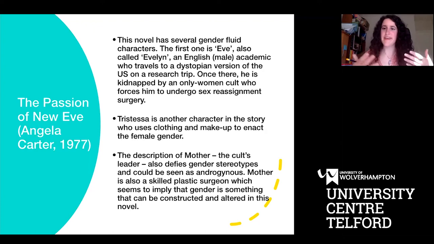And there is a second character called Tristessa that the main character encounters along his way, who has the same journey, but in reverse. It's a character that despite being born as a man, uses female clothing and female makeup to reenact the female gender because they are an actor. Other gender fluid characters in the book include Mother. Mother is the head of this only-women cult.